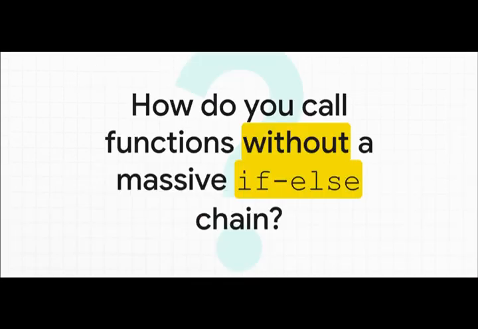Okay, so let's start with a classic scenario. Imagine you're building a simple calculator. The user types in add or subtract or multiply. Now, how do you actually call the right function based on that input? I mean, sure, you could write this massive, ugly if-else chain or a big switch statement, but you just know there's got to be a cleaner, more elegant way to do it, right?